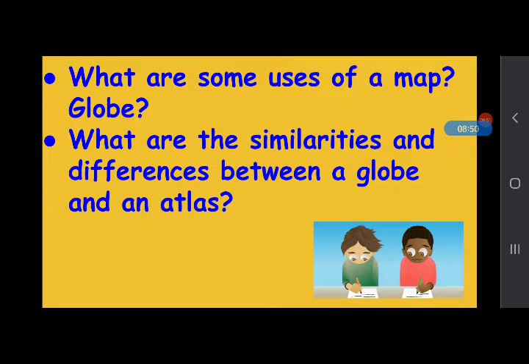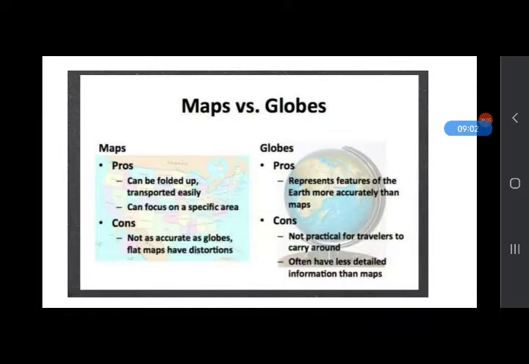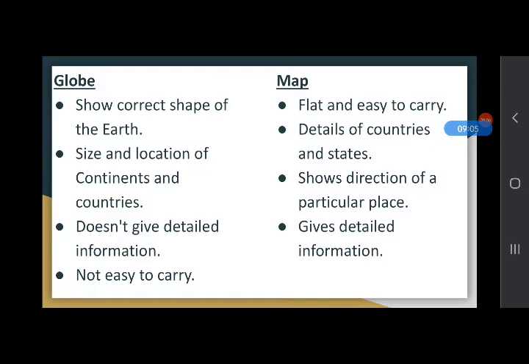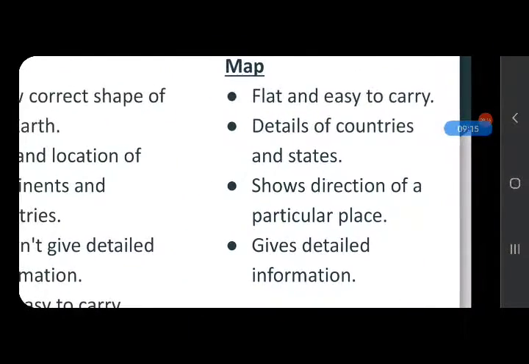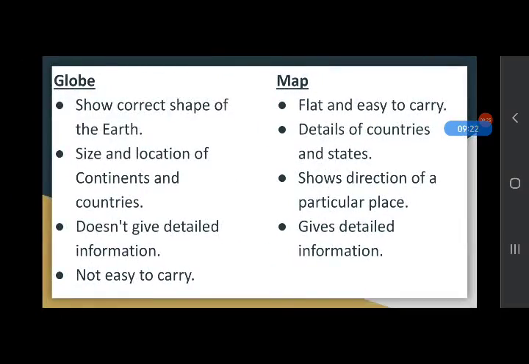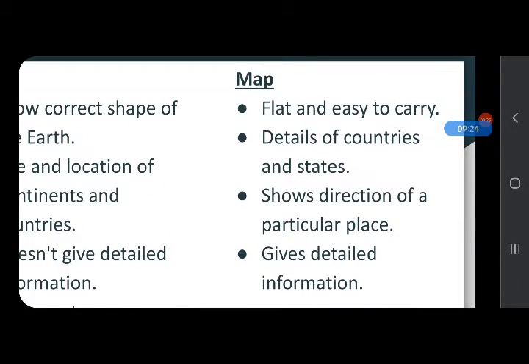Now answer, what are some uses of a map and a globe, and what are the similarities and differences between a globe and an atlas? So a map can be drawn for a large or small area and can show many details of that area. A map is also easy to handle. However, it cannot represent the earth exactly, as the earth is spherical, while a map tries to show it on a flat piece of paper.